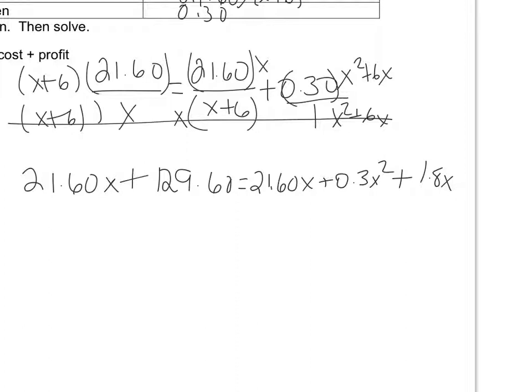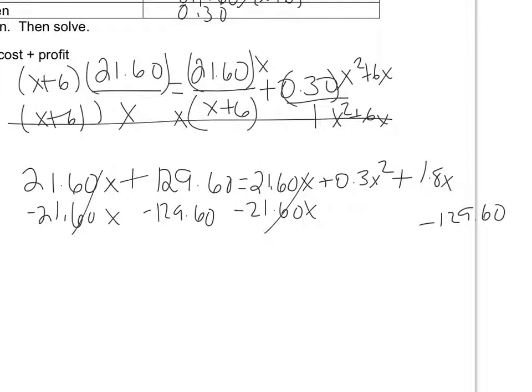So first thing I'm going to do, subtract the 2160x. So those go away. I'm going to subtract this over. So now I have 0 equals 0.3x squared plus 1.8x minus 129.6.